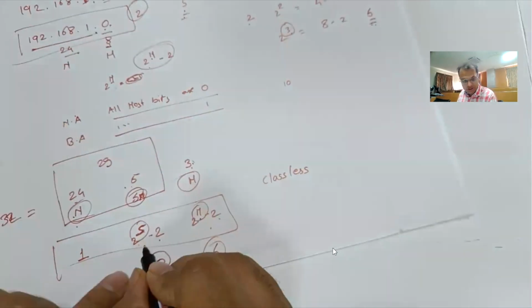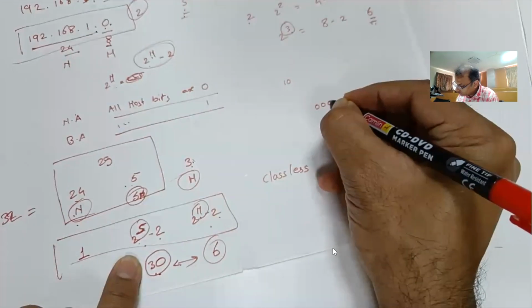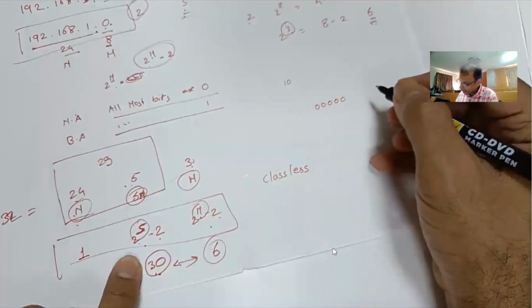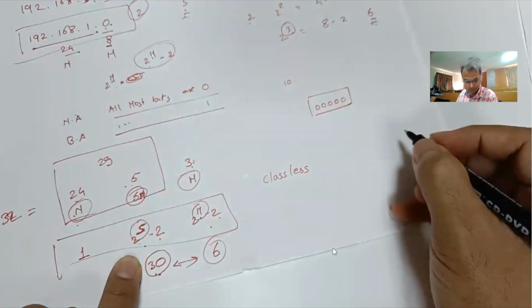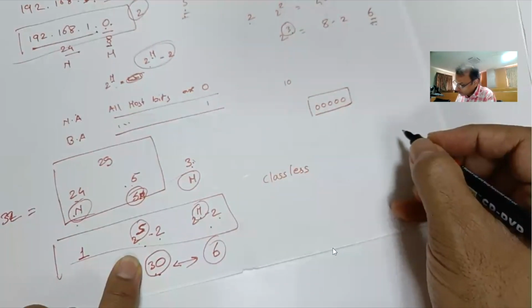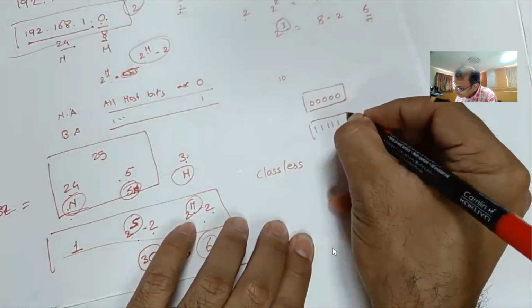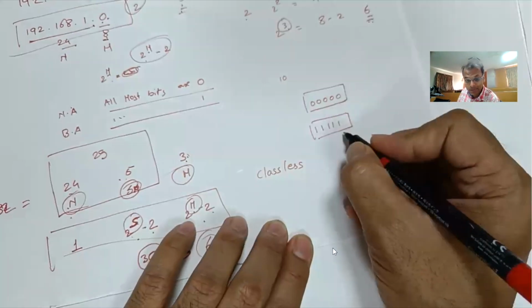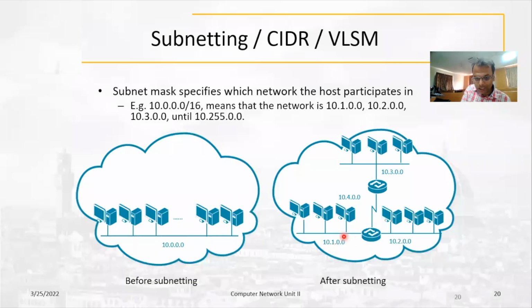Now let us talk about the subnet bits. When all the subnet bits are 0, that means you are referring to the subnet address. And when all the subnet bits are 1, that means you are referring to all the subnets. Suppose I want to give a message to all the subnets, not all the machines in the subnet, but all the subnets.